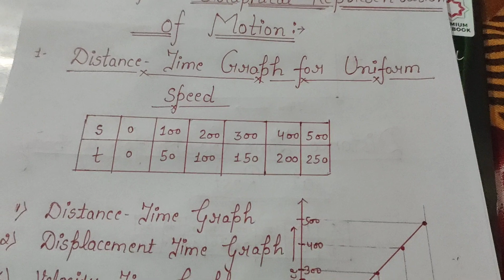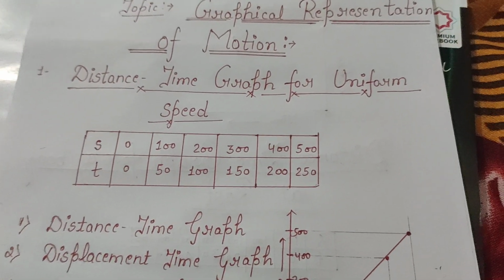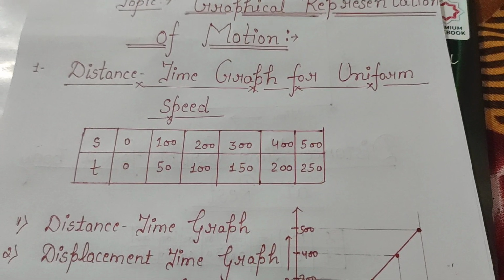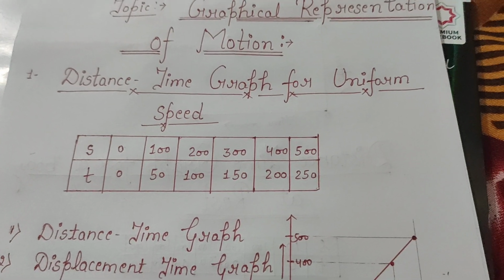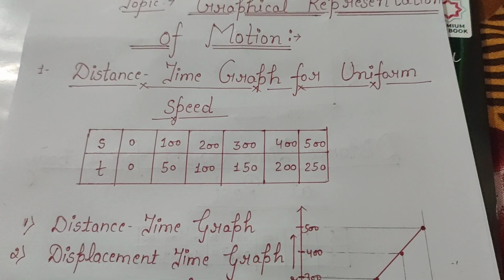Hope the topic is very clear to you, how you are going to draw the distance time graph for uniform speed, non-uniform speed, and the third one, stationary body or body at rest. Thank you.